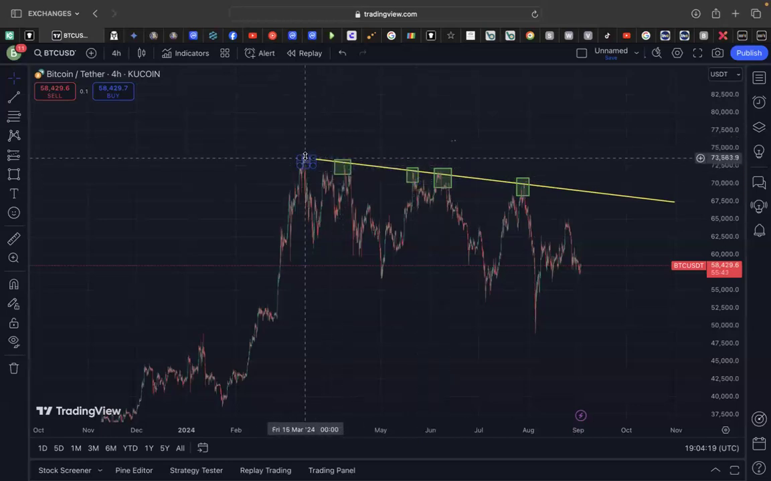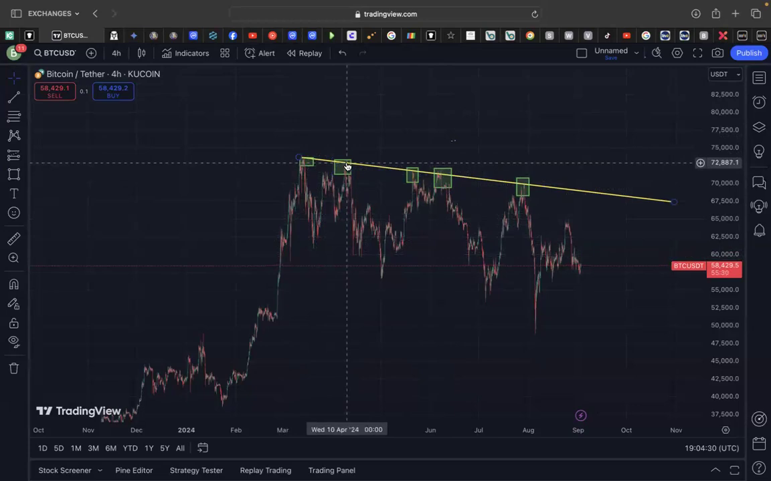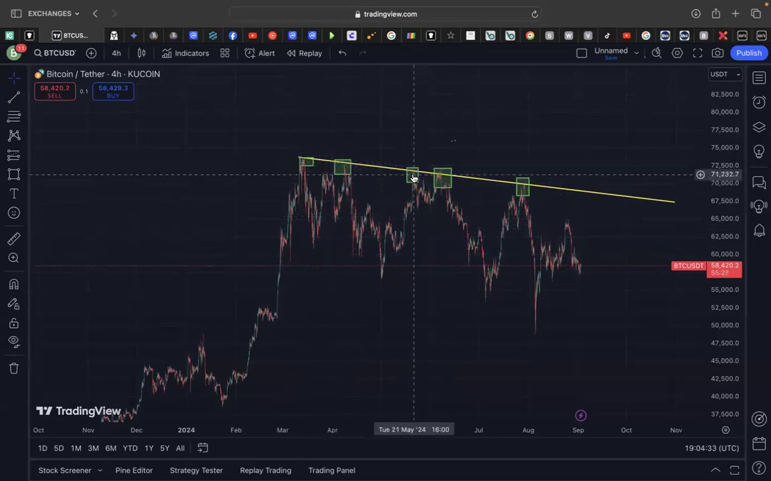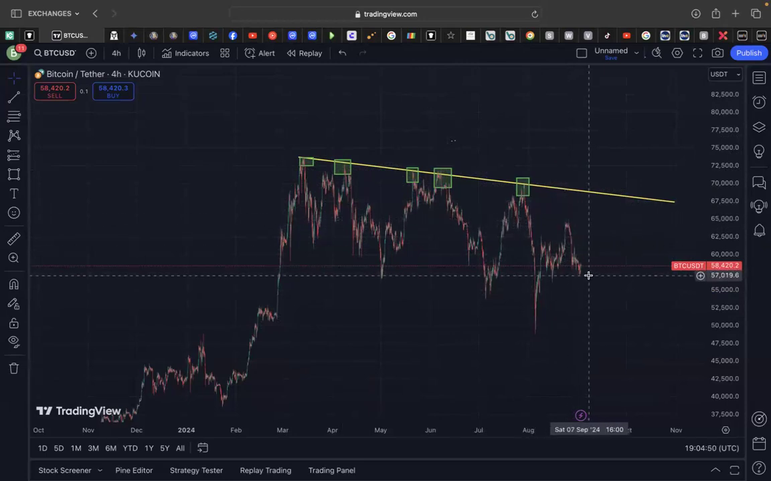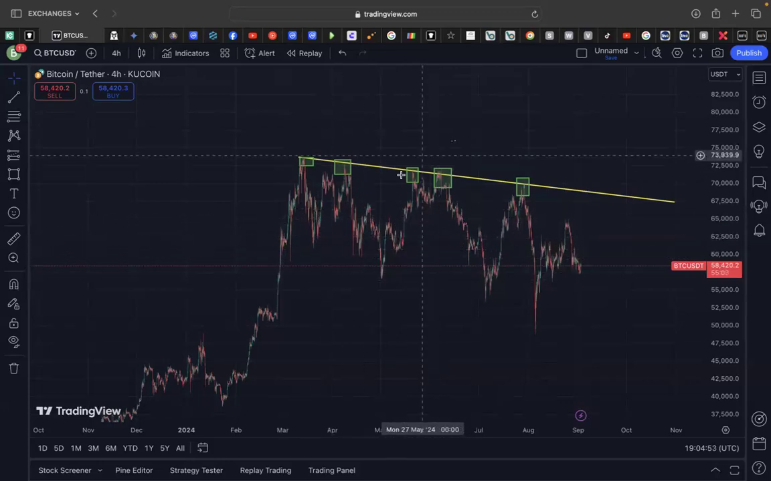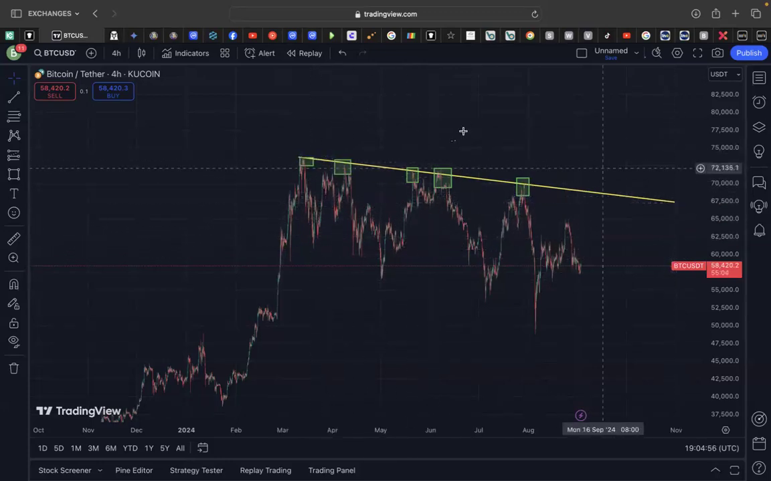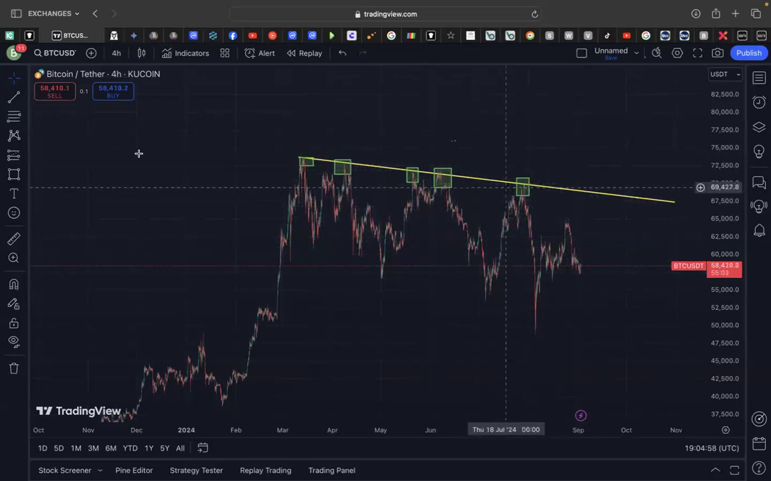So we touched up here at 74,000, somewhere there, 73,600. We bounced down, and then we touched again at 72,000 and bounced down. Now we touched at 71,000, bounced down, touched again at 71,000, went deeper down, came back, touched 70,000 and went down. Now we touched this area somewhere at 65,000, and we went down again. So we've identified the level of resistance. This is our strongest resistance on Bitcoin currently.